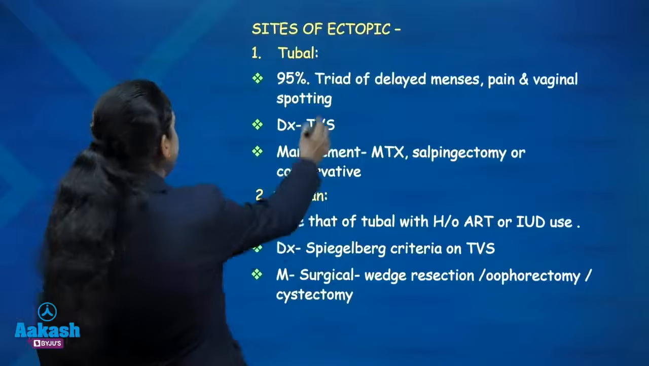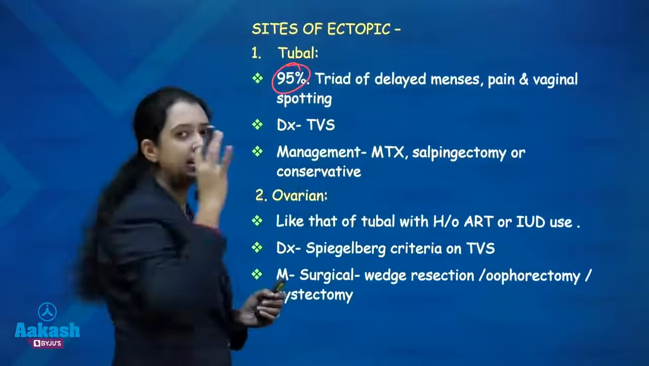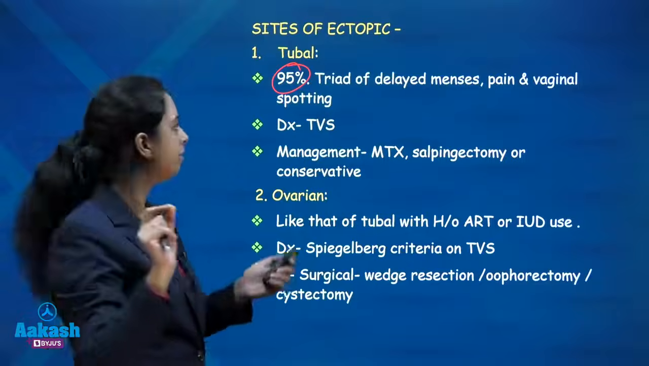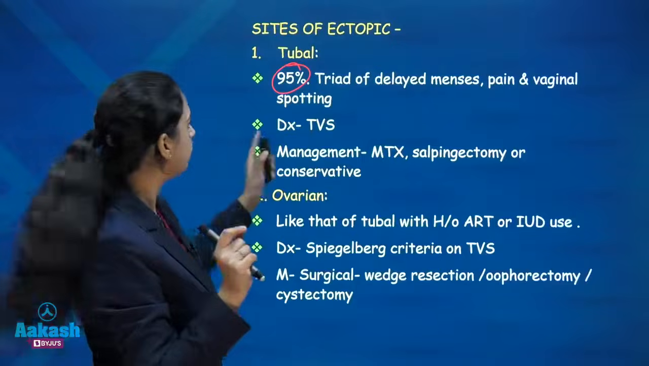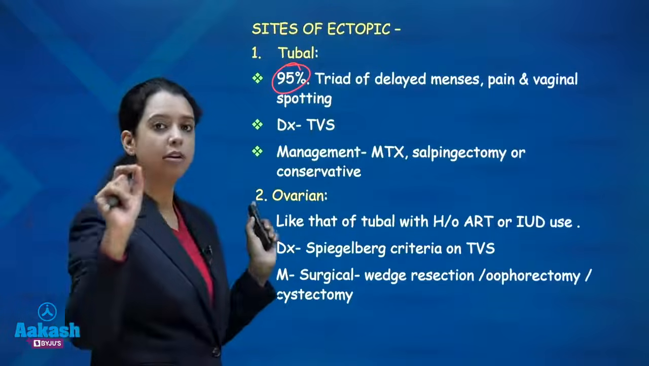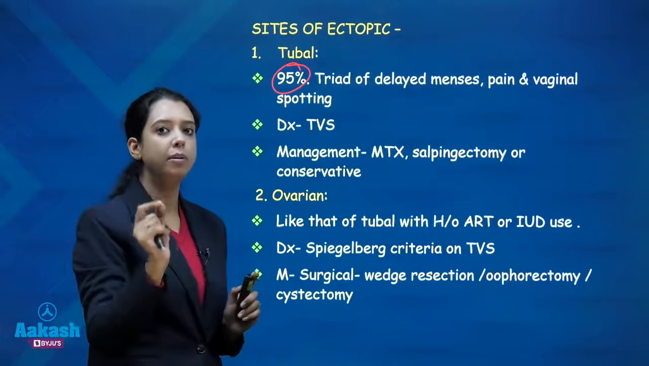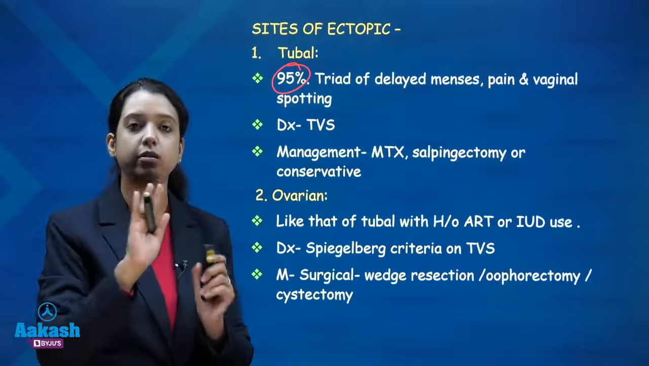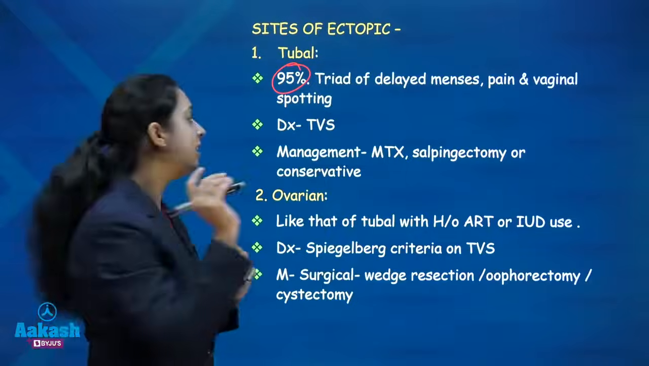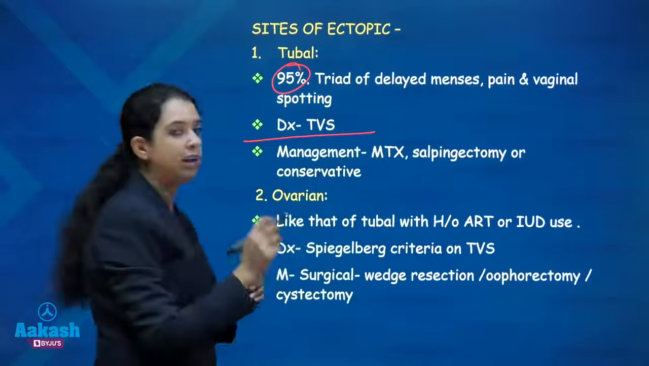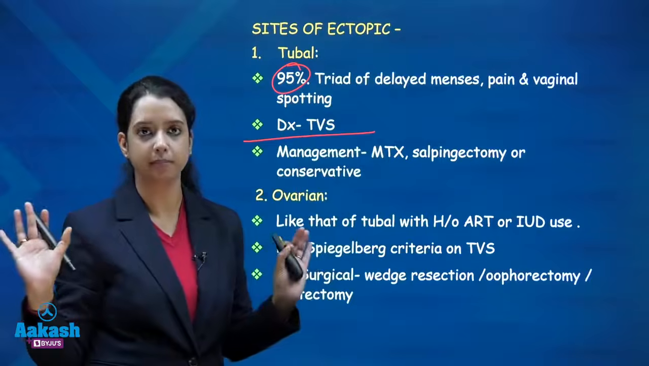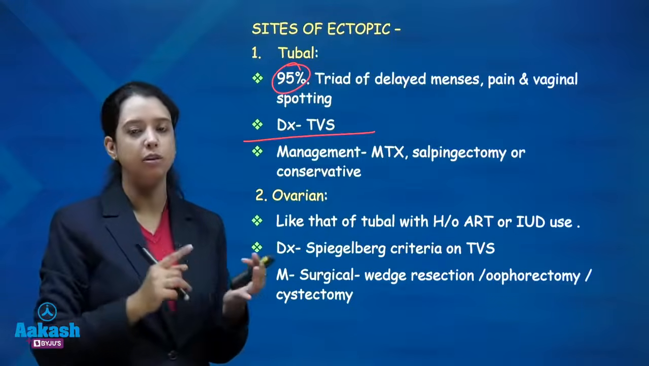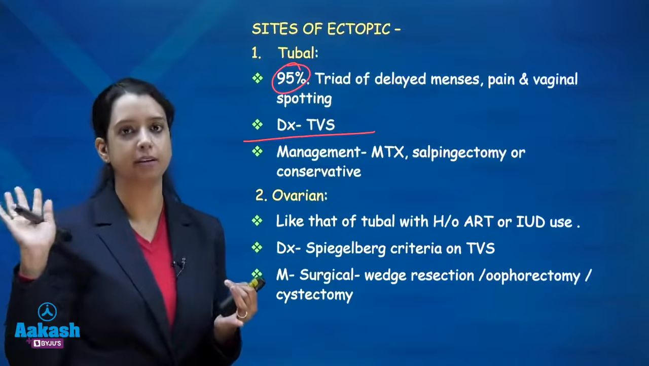Tubal ectopic is seen in 95% of patients and the typical triad is absent menses, pain and spotting. There is no profuse bleeding. So spotting is there. So tubal is gone. How will you diagnose? Previously for ectopic pregnancy, diagnostic was said to be histopath. But now it is not so. Diagnostic is TVS. TVS is diagnostic of any ectopic pregnancy. Okay. How will you manage? Tubal ectopic can be managed by conservative method, methotrexate or surgical depending on beta HCG levels.